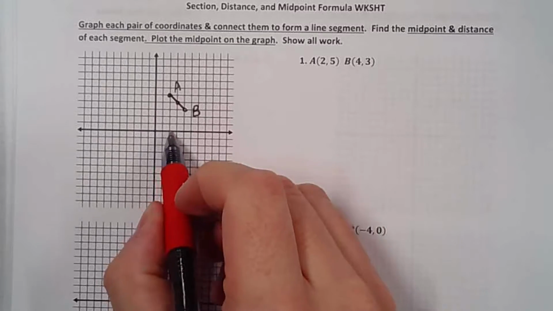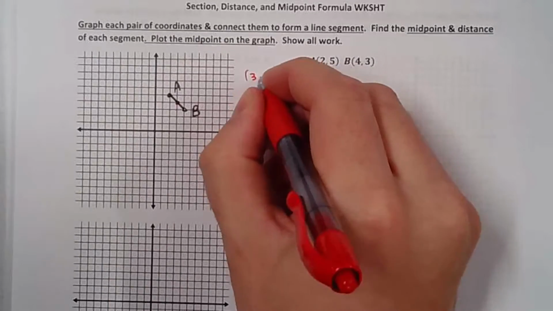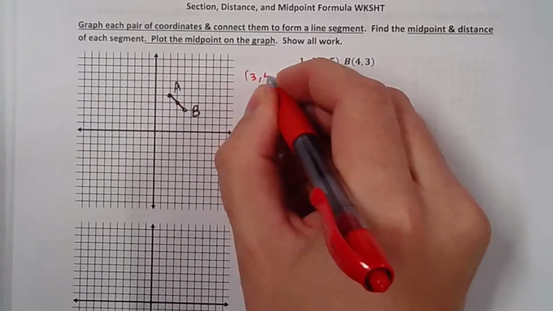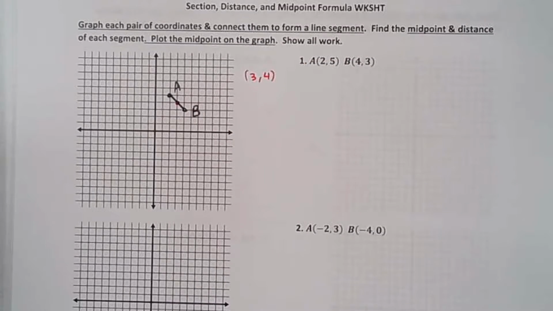So if we look, that's going to be 1, 2, 3 to the right. That's 3, comma, up 1, 2, 3, 4. (3, 4) is what we should expect. Is that what you got for the midpoint? Good. Then your algebra was good.